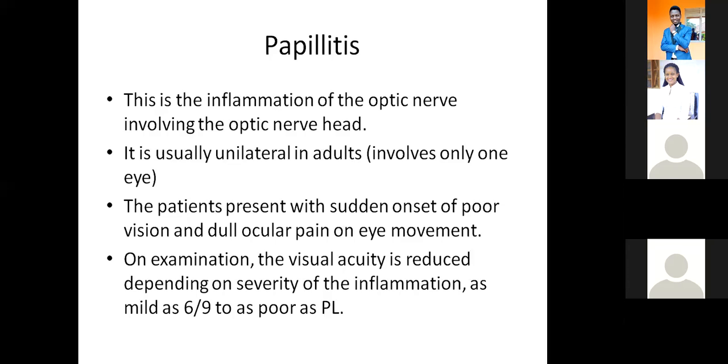That means that only one eye is involved, but in children it may be bilateral. And the patients usually present with sudden onset of poor vision, and they always have some dull pain when they move their eyes. So they complain of dull eye pain when they look up, down, or on the sides. And when you examine them, they always have a reduced visual acuity, which depends on the extent of the inflammation. If the inflammation is very severe, the vision may be very poor. In mild inflammation, the vision is also mildly affected.